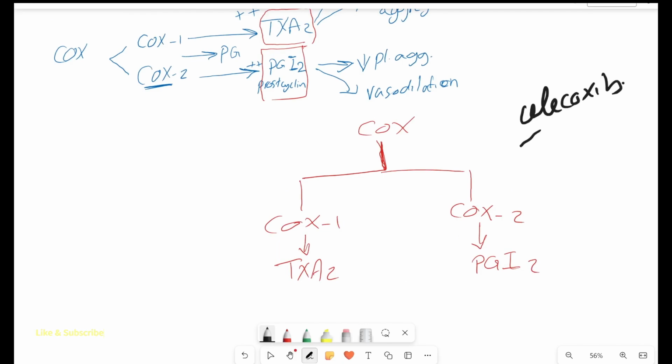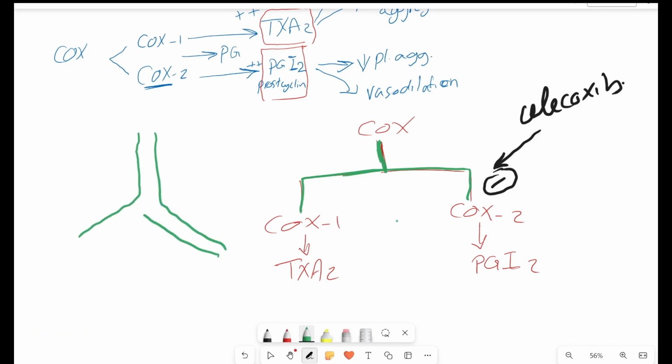Okay, we know that Celecoxib will inhibit cyclooxygenase 2, and there's no effect on COX-1. So what happened here, if you imagine we have the pathway here, like a two-pathway compensatory mechanism, again I tried to mention that like a river with two branches. This is COX-1, and this is COX-2, the two rivers.